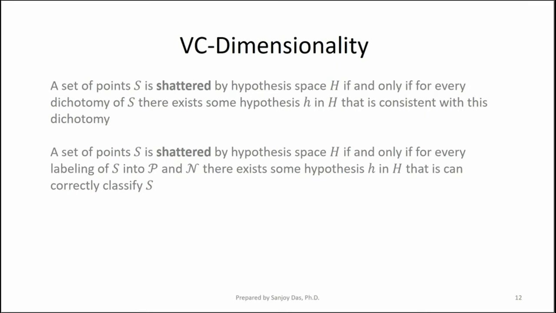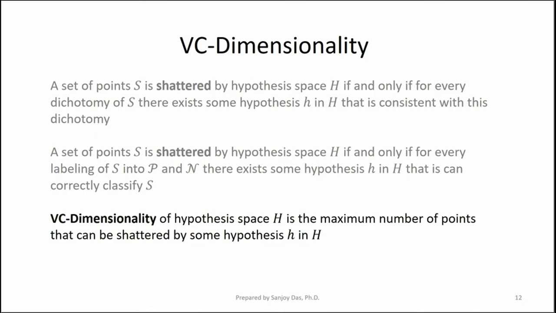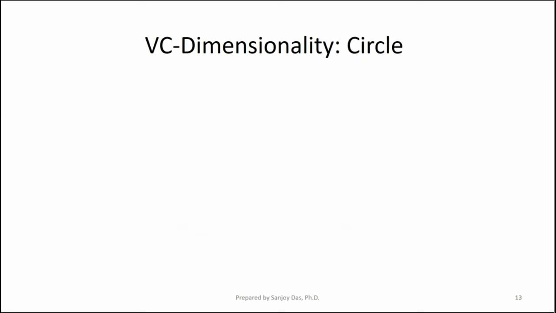Now let's go over to the definition of VC dimensionality. The VC dimensionality of a hypothesis space is the maximum number of points that can be shattered by some hypothesis in H. So again, some examples will make it clear. Let's look at the VC dimensionality of a circle in 2 dimensions. So the hypothesis space H is a set of unit circles of any center. So we are free to move around the circle any way we like, but the size of the circle remains fixed. It's a unit circle.